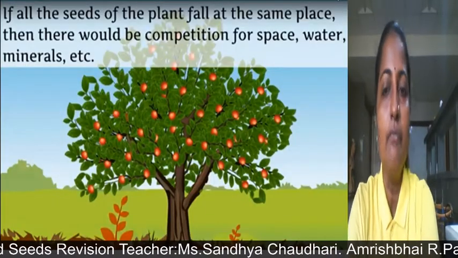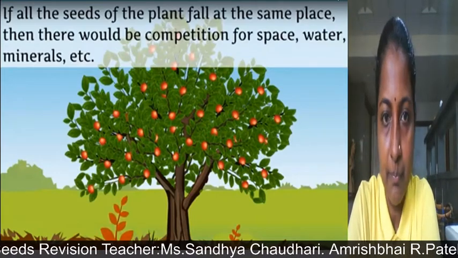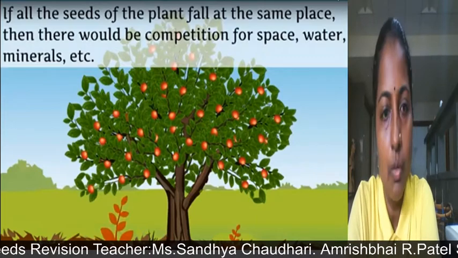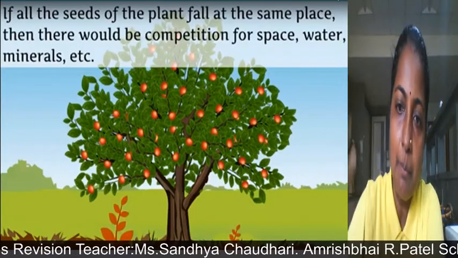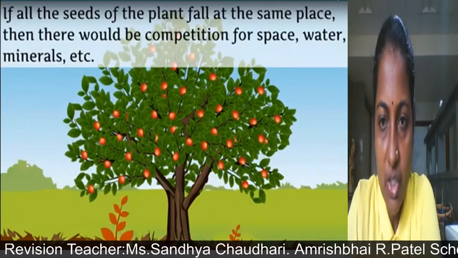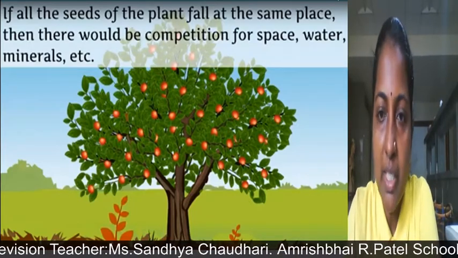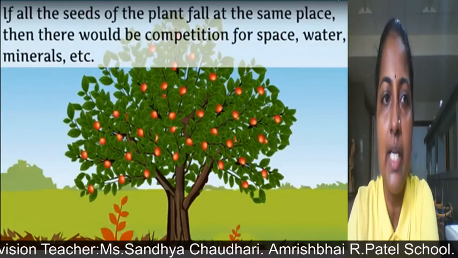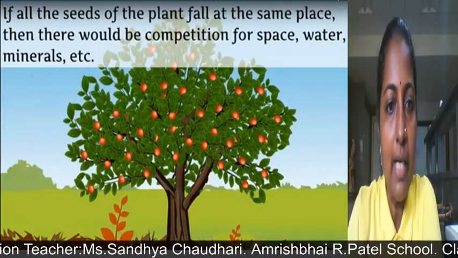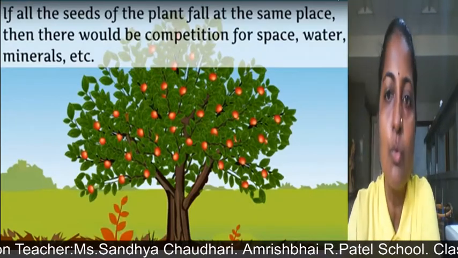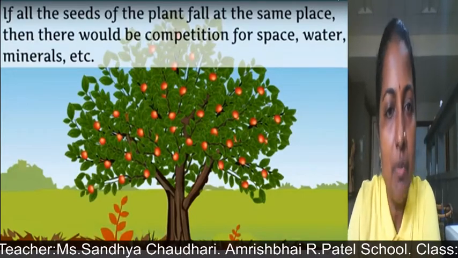Now, if all the seeds fall down at one place, then it may create many problems. The seeds cannot grow properly. If all the seeds of a plant fall at the same place, then there will be competition for space, water, sunlight and minerals. These are important things for a plant to grow. And if the plant is not getting a proper place to grow, then that plant may die. So seed dispersal is a very important process.